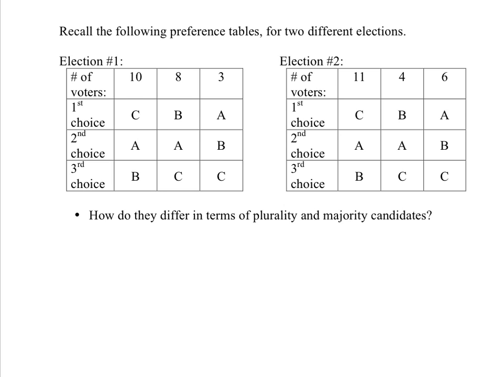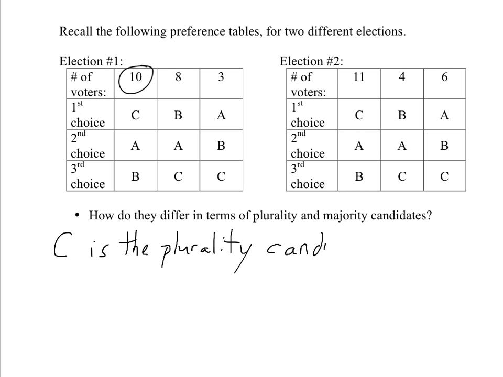In the first election, C has 10 first-choice votes, and that's more first-choice votes than any individual opponent. Therefore, C is the plurality candidate in the first election, and also in the second election, because C has, there too, more first-choice votes than any individual opponent. Okay, so much for plurality candidates.